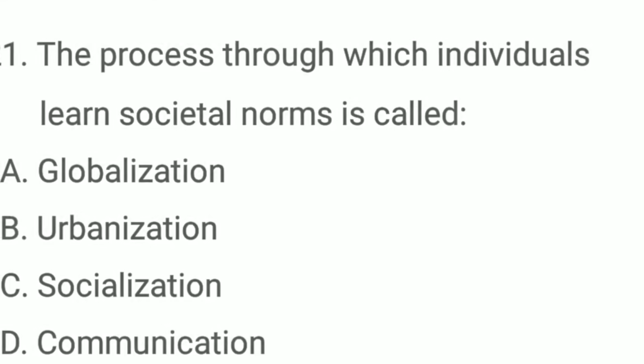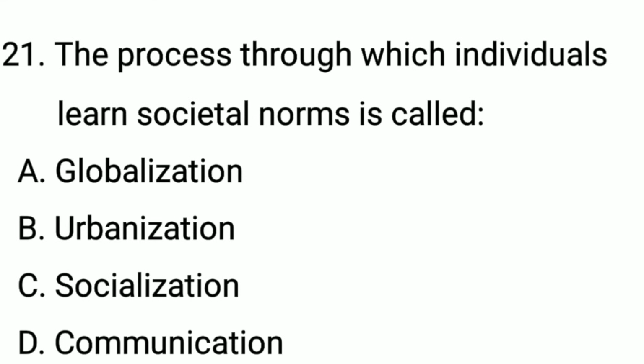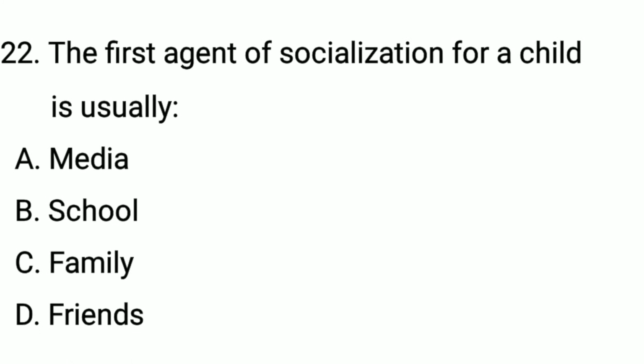Question number 21, the process through which individuals learn societal norms is called? The right option is option C, socialization. Question number 22, the first agent of socialization for a child is usually? The right option is option C, family.